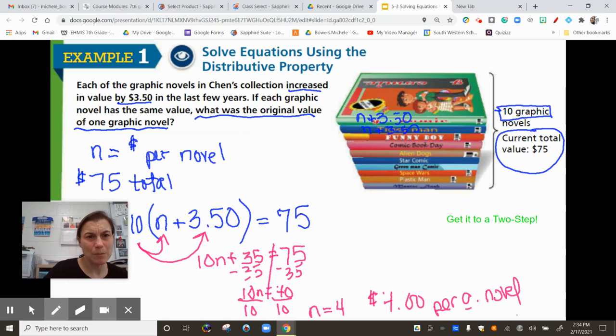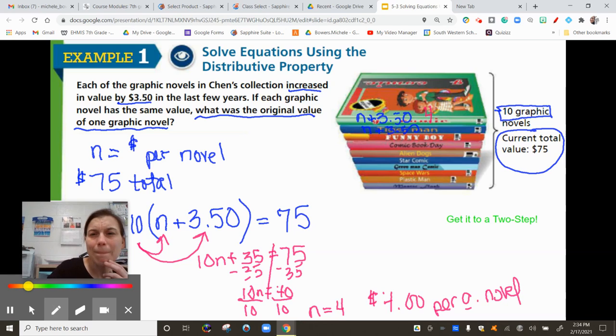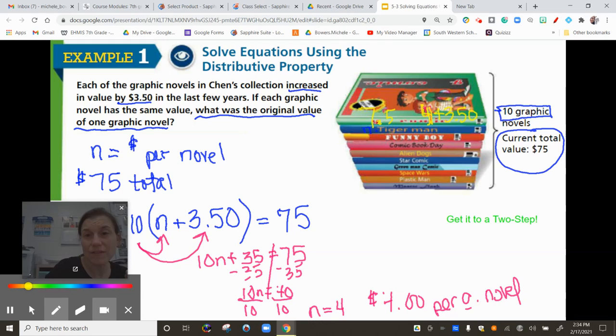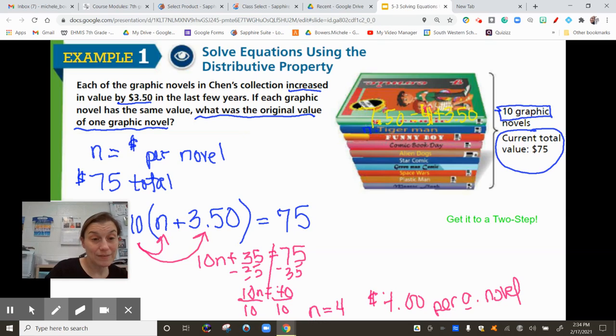So let me see if this makes sense, my problem. So if they originally each cost $4, so this top one here would have been, change my pen here. So if this was $4, now it's worth $3.50 more. That means that each of these novels are now worth $7.50 each. So if they're each $7.50 and there's 10 of them, if I add $7.50 10 times, do I get $75? And yes, I do. So this answer makes sense.